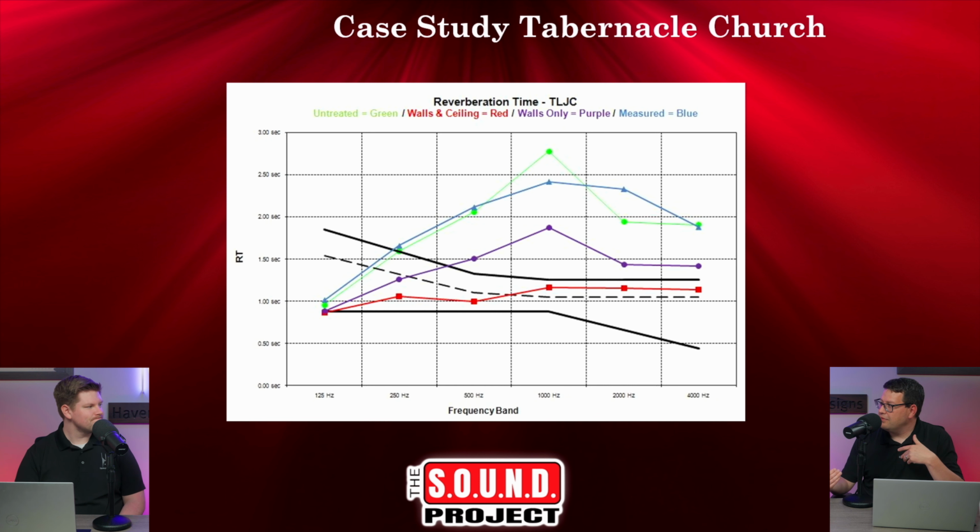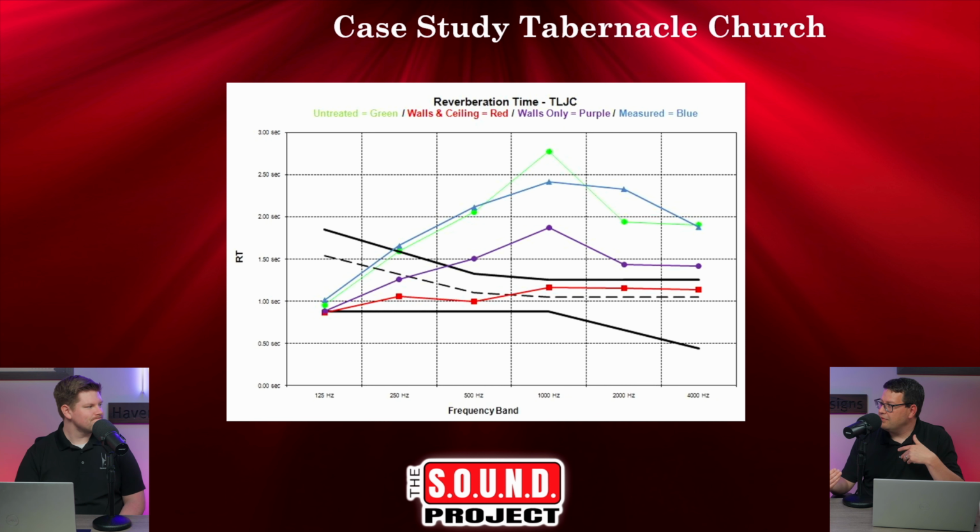Right. And so I showed them, like, this is what we can get to if we only treat the walls. And I said, but I have an idea for the ceiling, right? I think that we can treat the ceiling, make it look really nice, but still get the results that we would like to get. So the red line is if they would allow me to treat the ceiling as well.